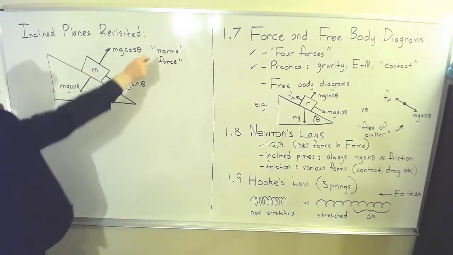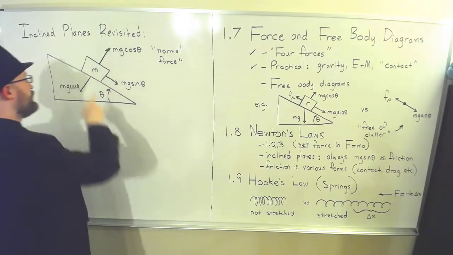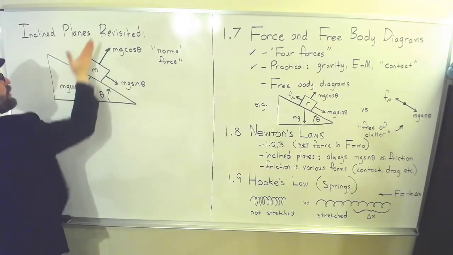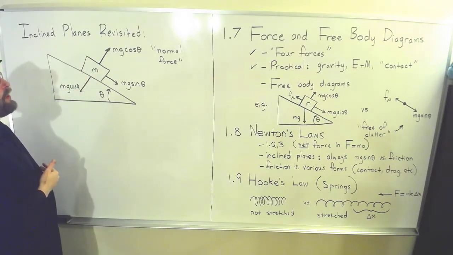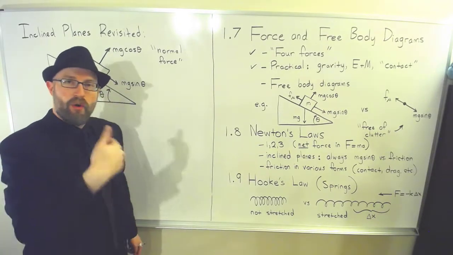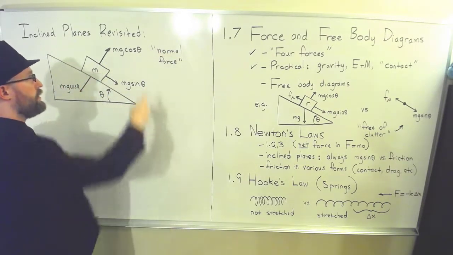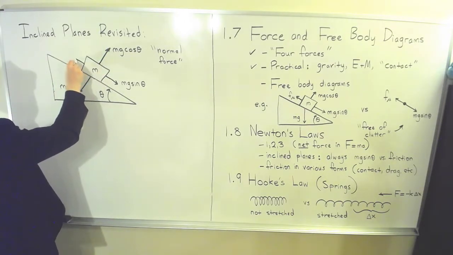The word normal is a synonym for perpendicular. So it means the force exerted perpendicular to the surface of the plane. Orthogonal is another word. Perpendicular, orthogonal, or normal all mean the same thing in this context. That's the normal force. And then finally we have the force of friction.